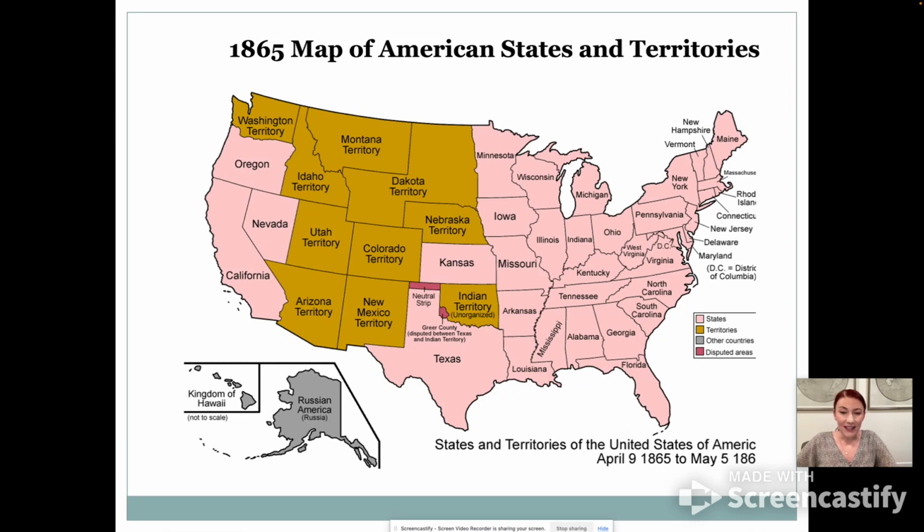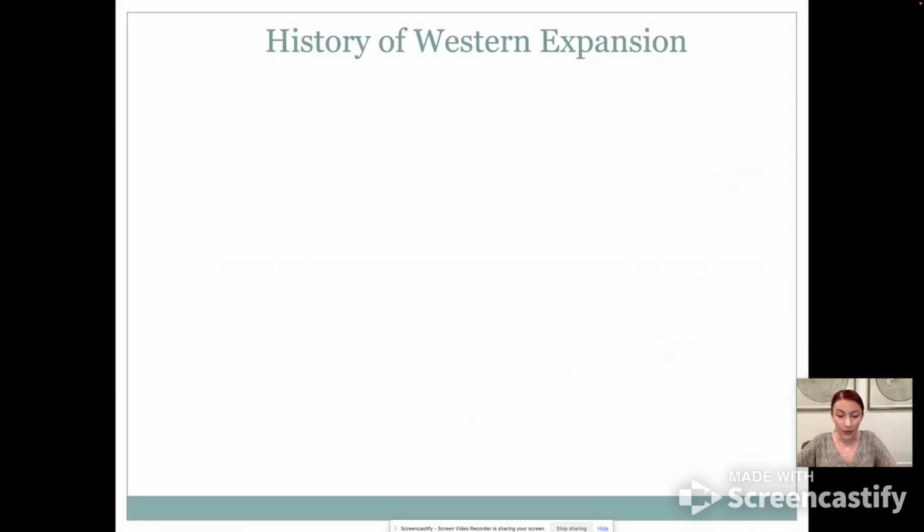But before we study how this developed, let's briefly have a short overview of the general history of the Western expansion. A very important term that we associate with the movement of people to the West in America is something called manifest destiny.